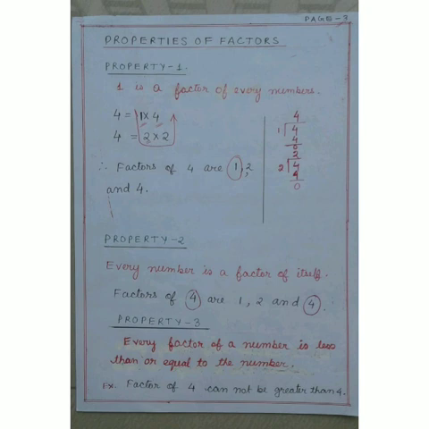Property 1. 1 is a factor of every number. So, 1 is a factor of all the numbers. If I find the factors of 4, if I divide 4 by 1, I get 4. If I divide 4 by 2, I get 2.